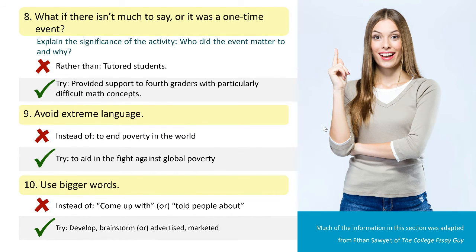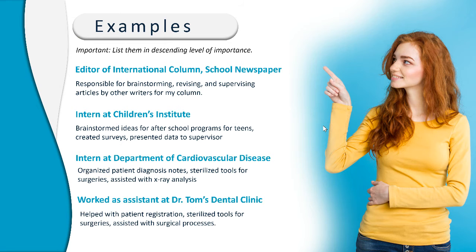You want to avoid anything extreme like ending poverty, right? You want to say something like to aid in the fight against global poverty. And you want to use bigger words that are more, I would say, professional, right? So instead of I came up with this idea, you could say develop or brainstorm. Or instead of saying I told people about, you could say advertised, marketed, right? Those are better, more professional words.